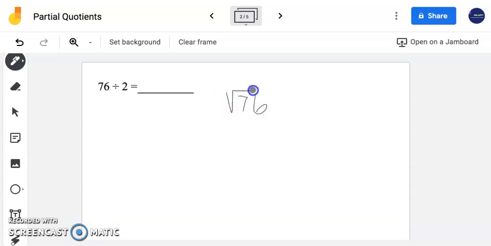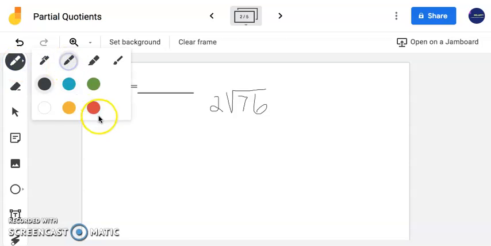Now notice I'm rewriting this with a different type of division symbol. This division symbol is one way to represent division, but writing a division symbol like this as well is another way you can write a division symbol here. So 76 divided by 2. Now again, 76 is known as my dividend. 2 is my divisor. That's telling me I want groups of 2. Now, how many groups of 2 will I be able to make? Well, that's going to become my quotient, which is the answer to this problem.